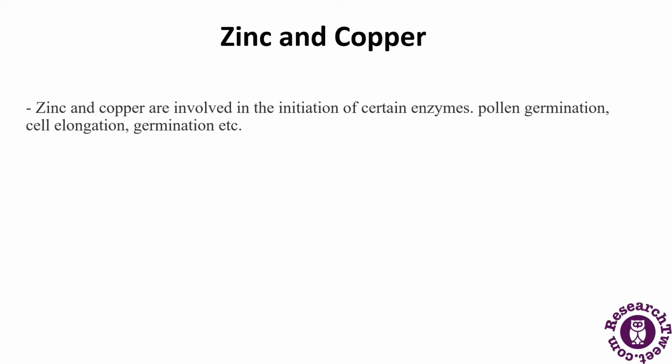Zinc and copper are both involved in the initiation of certain enzymes. They are involved in pollen germination and cell elongation. In flowering plants, when sexual reproduction takes place and the pollen tube elongates, it is because of certain micronutrients, that is zinc and copper. So they help in the germination process of flowering plants.